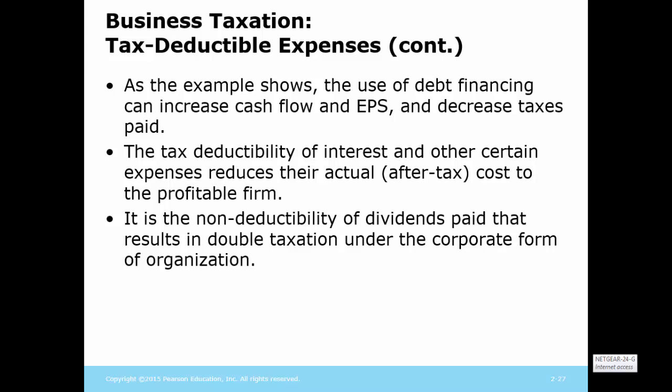The challenge, though, is non-deductibility of dividends. Dividends paid do not have a deductible nature within the corporation. So if you're a shareholder, which would you rather receive, dividends or interest? Well, if you're a shareholder, you'd rather get dividends because they have a much lower tax than what interest income is. But if you're a corporation, you'd rather pay interest than pay dividends because interest has what we refer to as a tax shield attached to it.